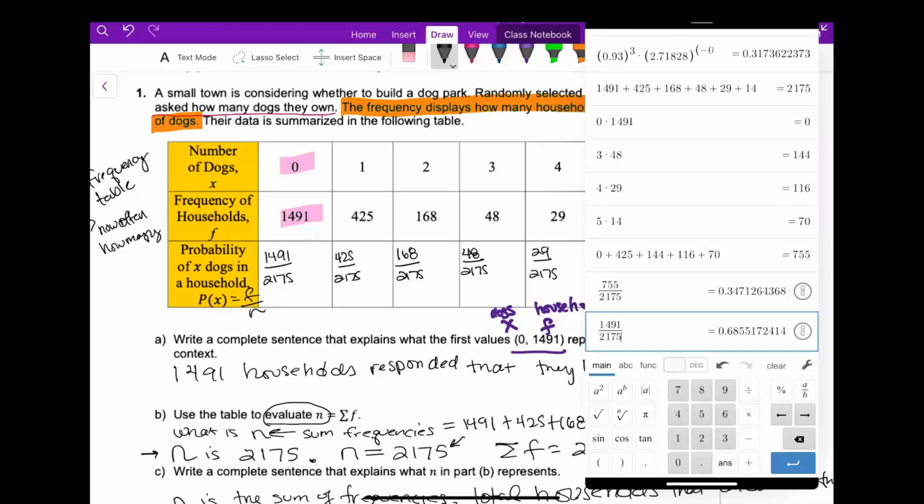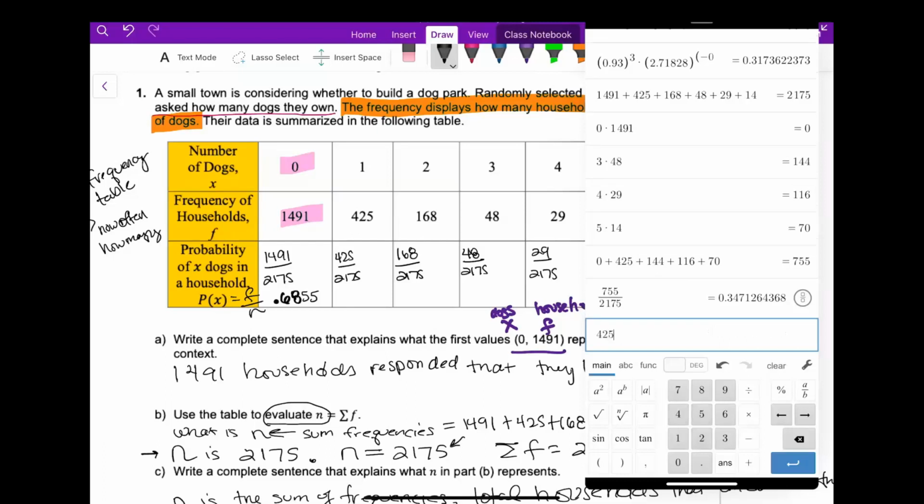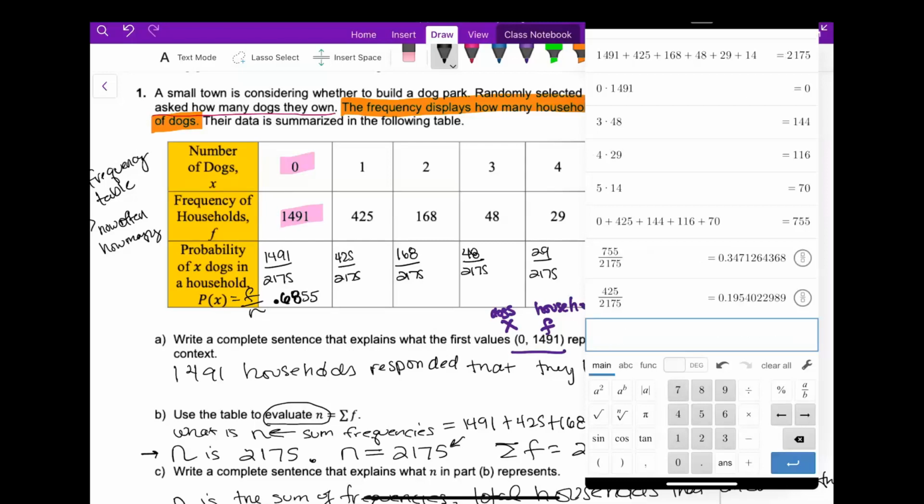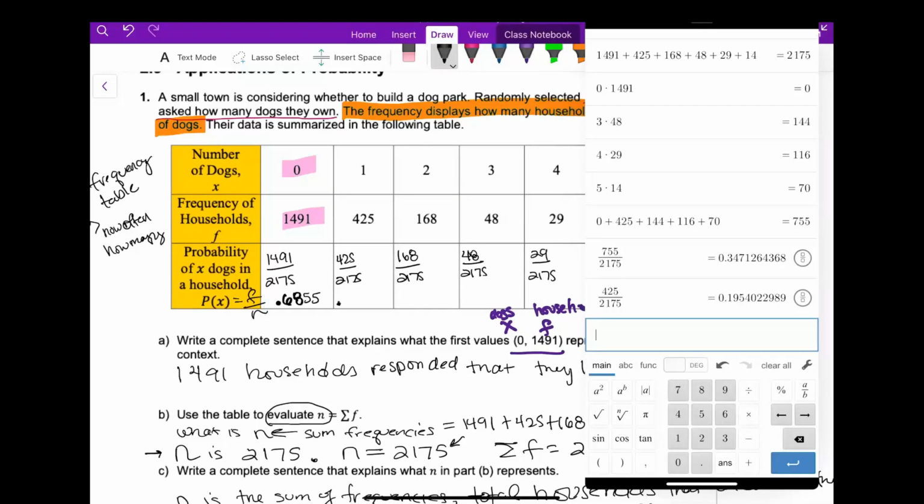So remember, I'm going to look at the 5th number, and then round based on that. So it's 6855, and the last number is 1. So we're going to stay at 5. So it's going to be 6855. Beautiful. Next one. Remember, we're doing 4 places, so this is going to be 195, and then we have 40, so the 4 is going to stay a 4.